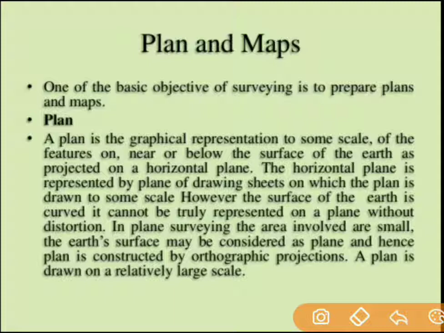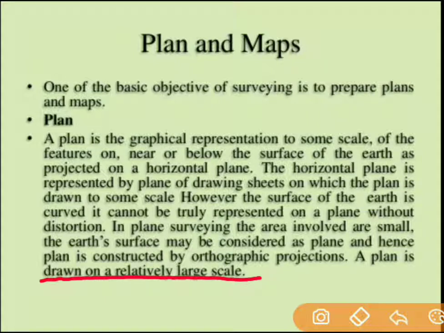So what is a plan? Simple, it is a graphical representation. Here we are preparing a plan drawn on a relatively large scale. For example, a building plan. We draw the building plan on a relatively large scale.